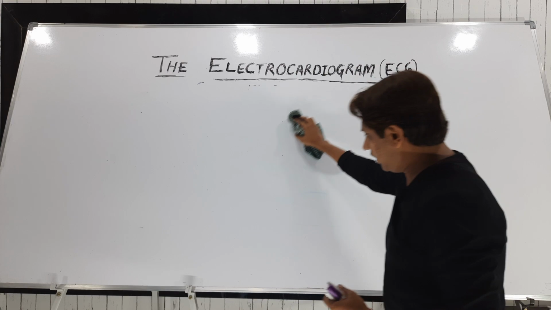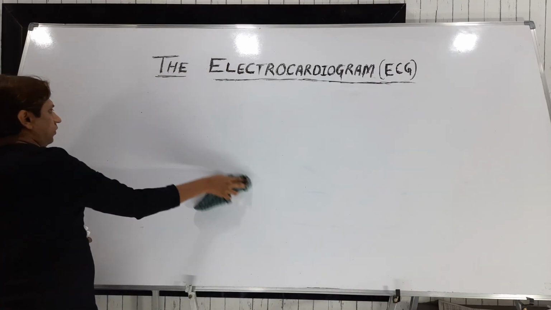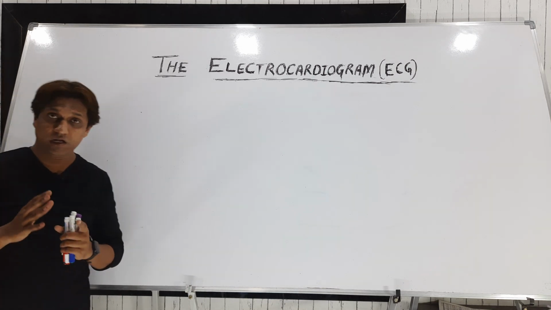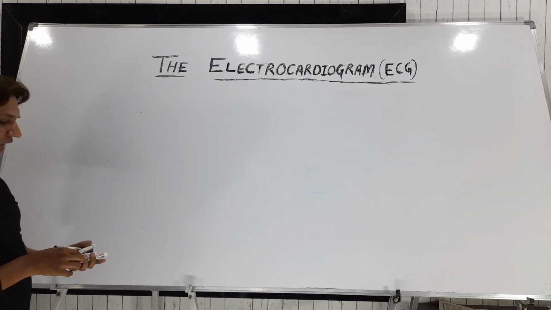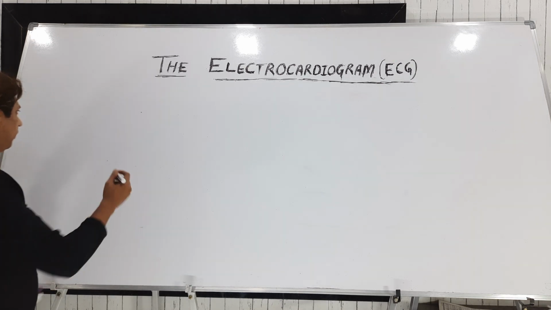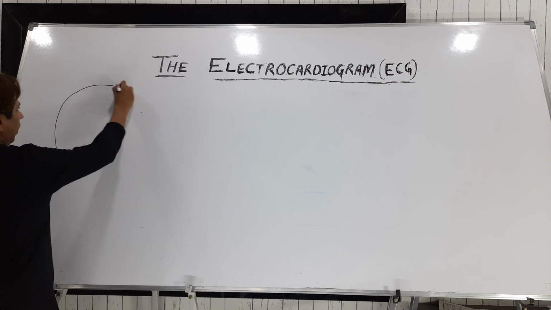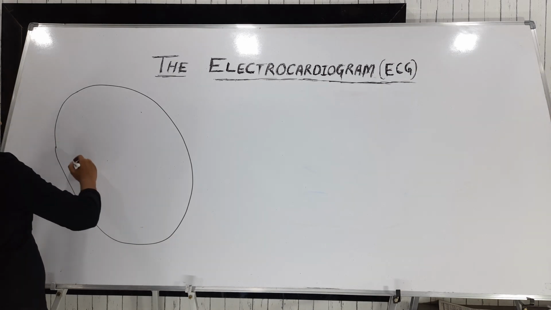Okay, now come back to the topic proper, that is electrocardiogram, ECG, how it is recorded and what are the waves in the ECG. Again, to understand this, we have to go back to the basics here. So I am drawing a very rough line diagram of the heart. As you all know, the heart is made up of 4 chambers.